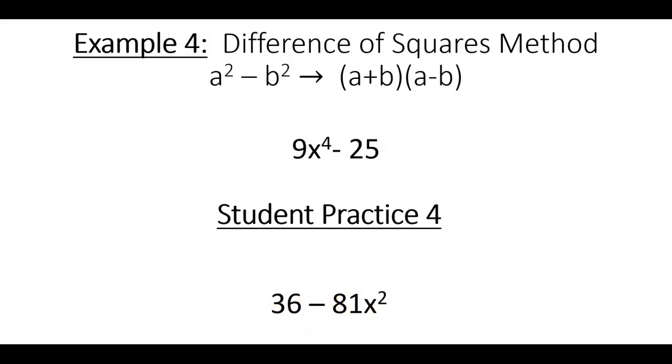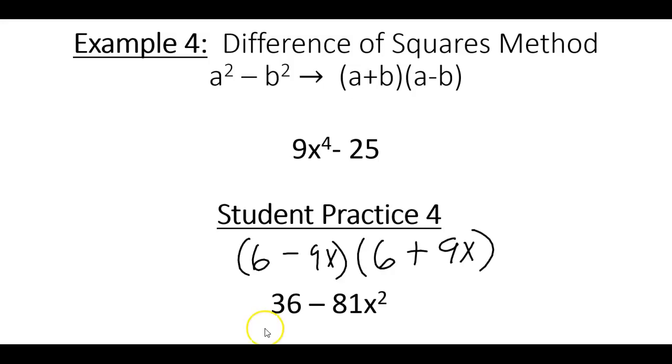Pause the video, and when you unpause it, you'll see the solution. All right, and there you have it. The square root of 36 is 6. The square root of 81x squared is 9x. So we have 6 minus 9x and 6 plus 9x. And that's that.